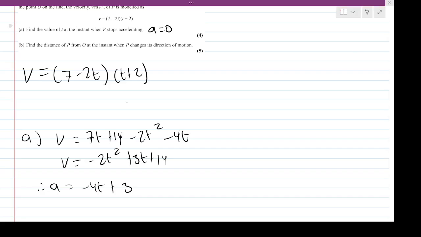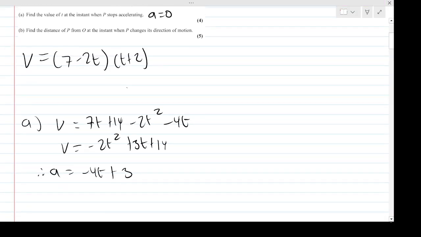Okay, so then the acceleration, if we set a to 0, then minus 4t plus 3 equals 0. Therefore, if we solve this for t, we get 4t is 3. So t is 3 over 4. And so there we are. That's my value of t there.